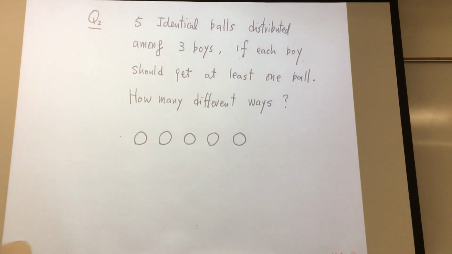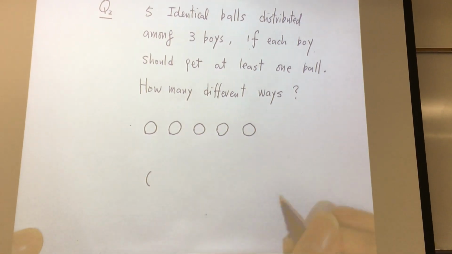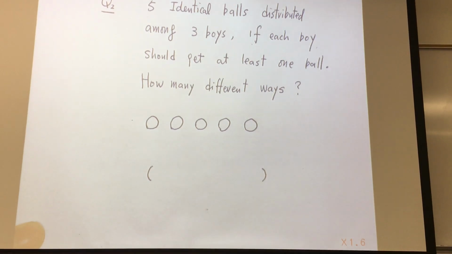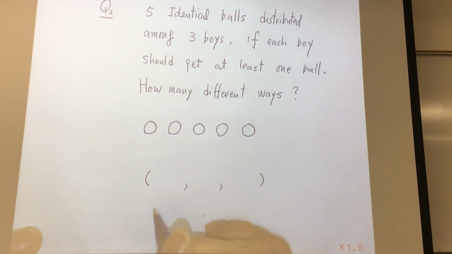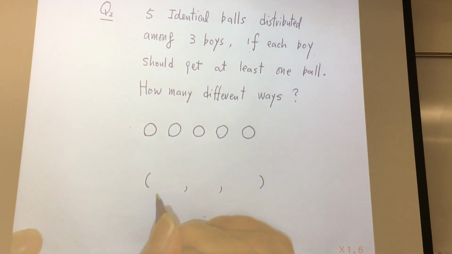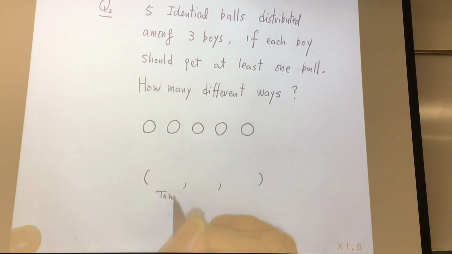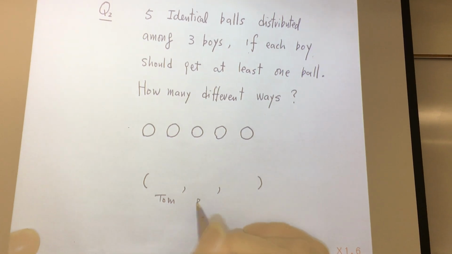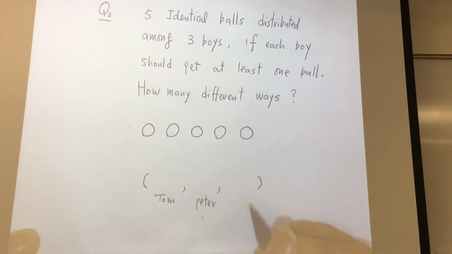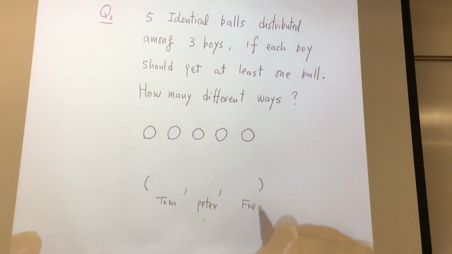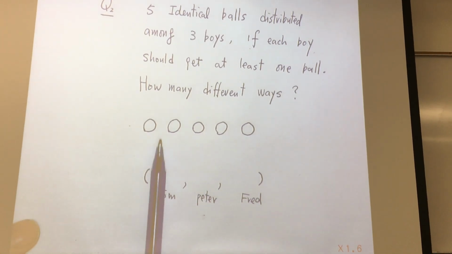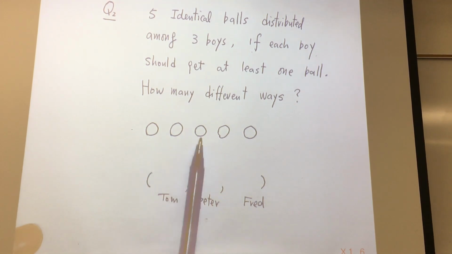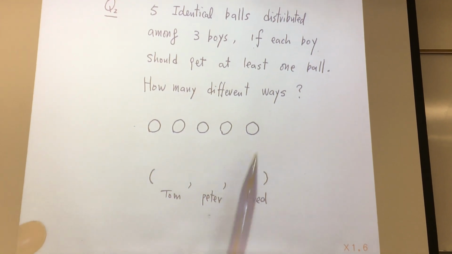But I want them distributed among what? Among 3 boys. This time, I still use Tom, still use Peter, and still use Fred. Now, look here. 5 balls, because they look exactly the same.